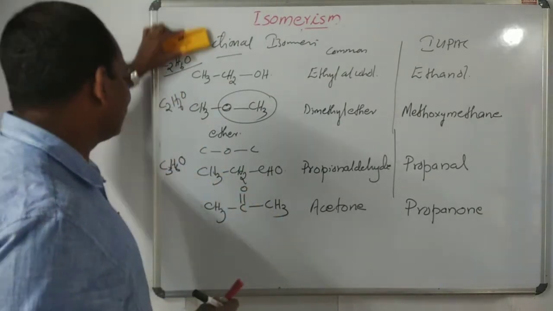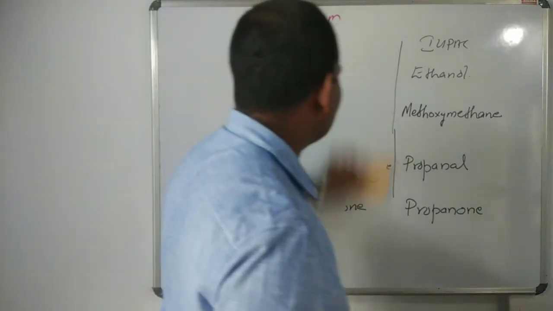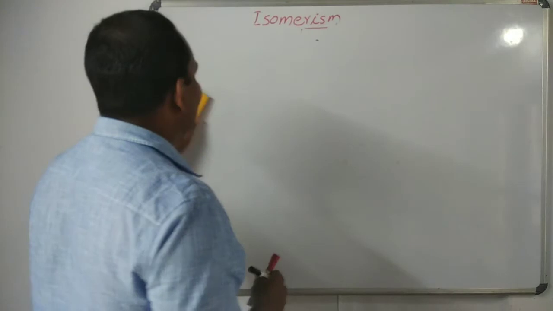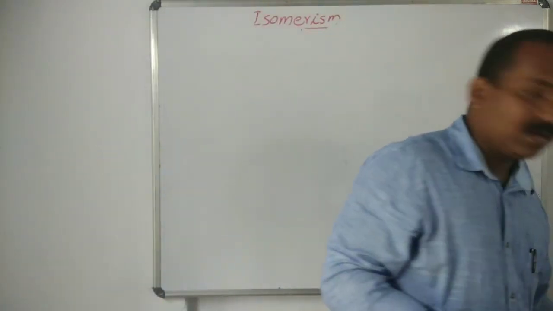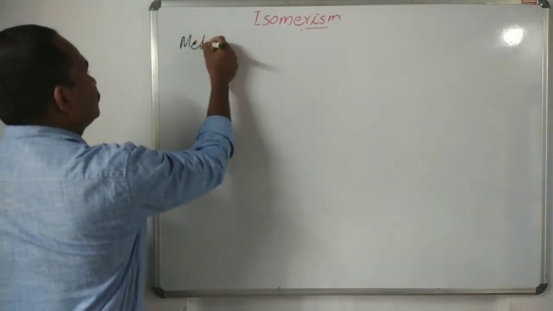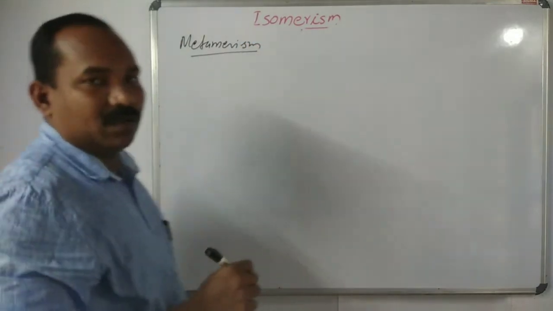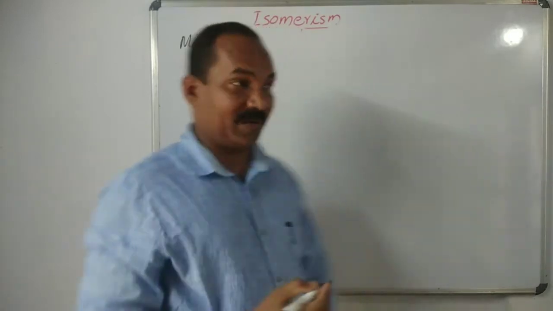And the last one, metamerism. It's a very simple isomerism. First I will write the example, then we can define it. That is an easy method.